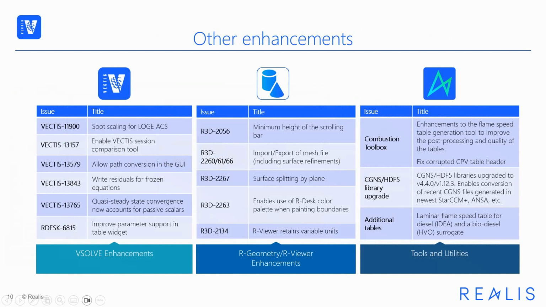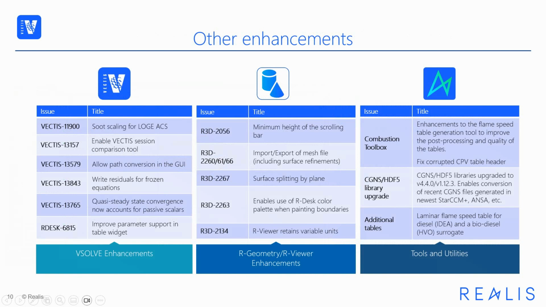Then, the RDES color palette, as defined in the global preferences, is now used for the boundary faces set colors. And finally, an RViewer enhancement allows retaining the variable units in addition to the existing feature of retaining the ranges. Under the Tools and Utilities categories, numerous enhancements have been implemented in the combustion toolbox.